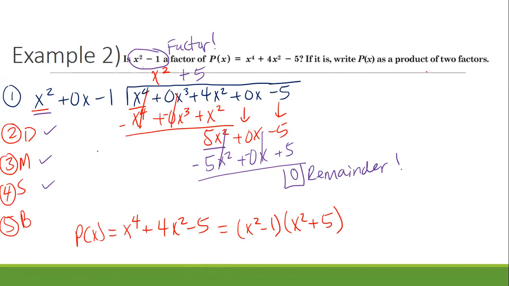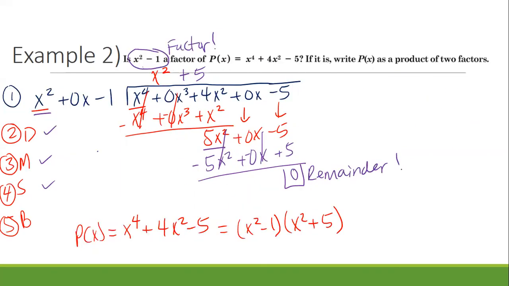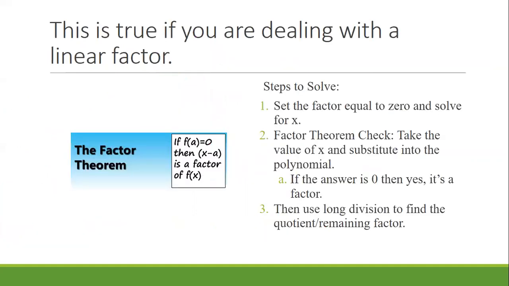And that's what it means to write as a product of two factors. Okay, so we saw a non-factor and we saw a factor. Cool? It's a factor again when the remainder is 0. All right, our last piece.